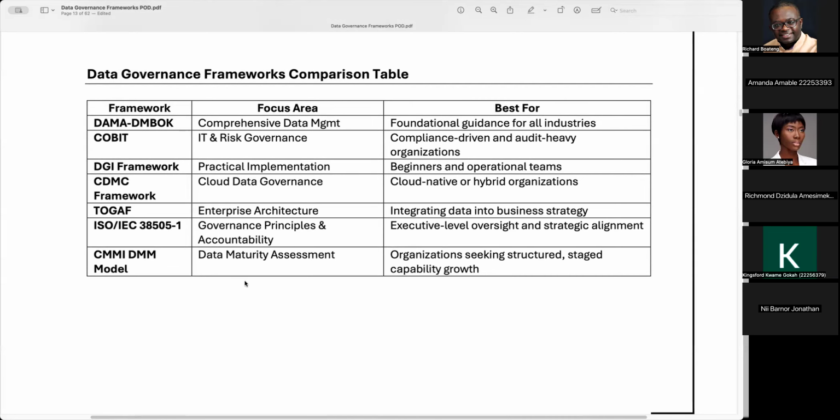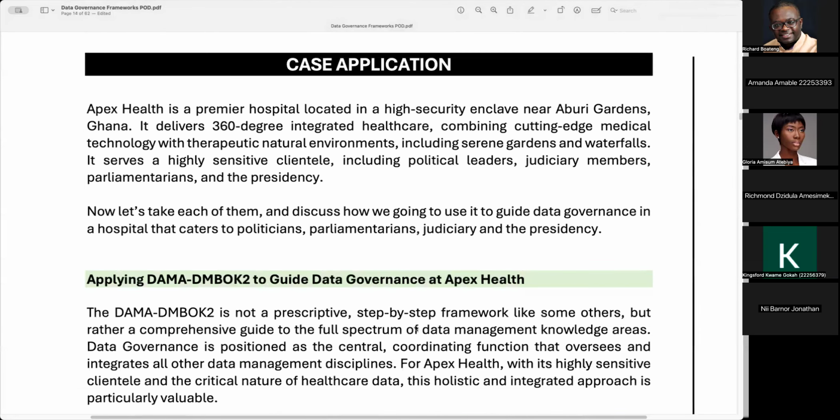Precisely. Which brings us very neatly to the case application section, guiding data governance at Apex Health. This is where we really get to see these concepts come alive in a, frankly, very challenging real-world context. Yeah, Apex Health, as described in the source, is a premier hospital in Ghana. What makes its situation so unique and incredibly high stakes from a data governance perspective is its specific clientele. We're talking about political leaders, members of the judiciary, parliamentarians, potentially even the presidency itself.